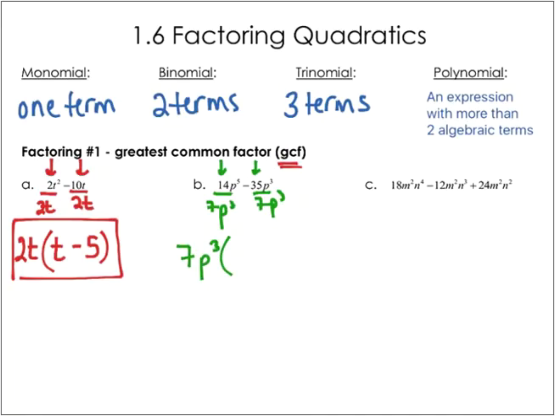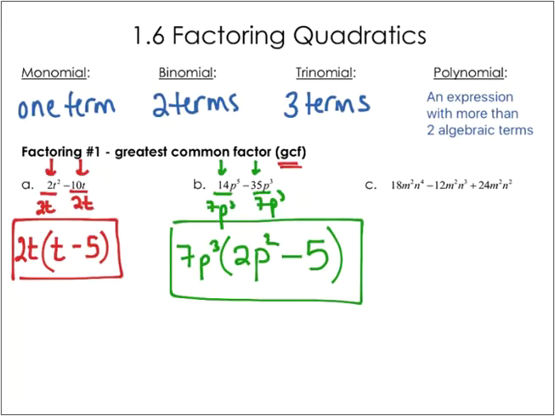14 divided by 7 is 2. I had 5 p's, I'm dividing out 3. So p to the 5th minus p cubed, because you subtract when you have your exponents like that, is p squared. Or you can think there's 2 extra p's on top than there was at the bottom. Minus 35 divided by 7 is 5. And then I've got 3 p's on top, 3 p's at the bottom. Those are going to cancel out. So we're done. Let's take a look at the next one.